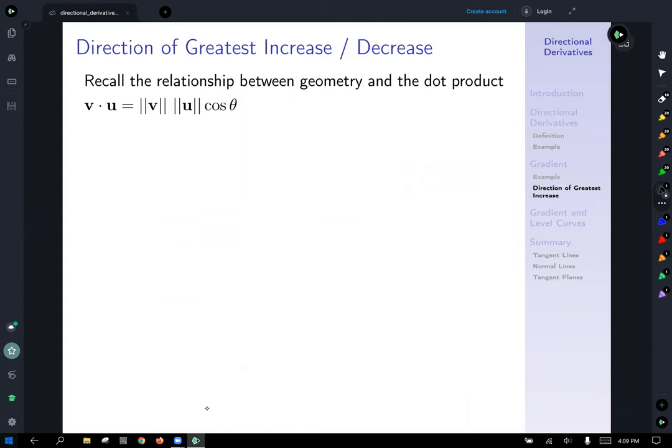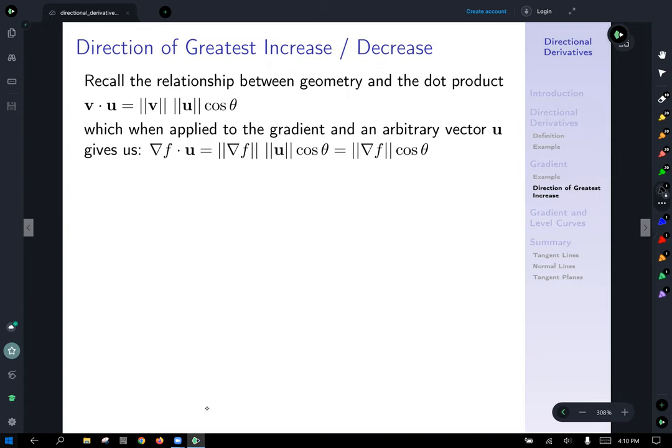Okay, what else can we do with the gradient? Well, the gradient tells us the direction of greatest increase and decrease. So think back to the relationship between geometry and the dot product. We had one definition for the dot product: v dot u is the magnitude of v times the magnitude of u times cosine of theta, the angle between v and u as vectors. Well, if we apply this definition to the dot product definition of the directional derivative, the gradient of f dotted with the unit vector u, the right-hand side becomes this. What do we notice here? Well, this is kind of redundant, because what is the magnitude of a unit vector? It's necessarily 1.